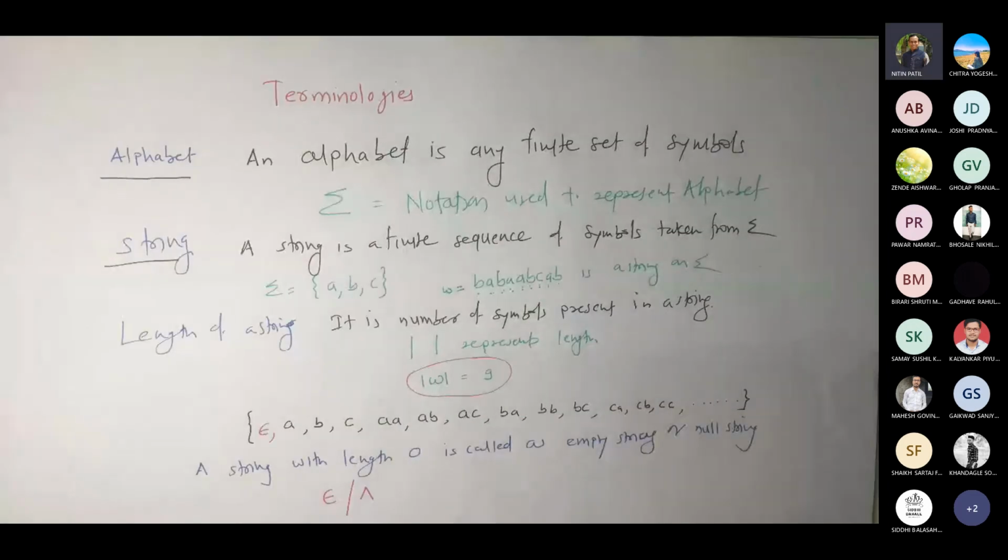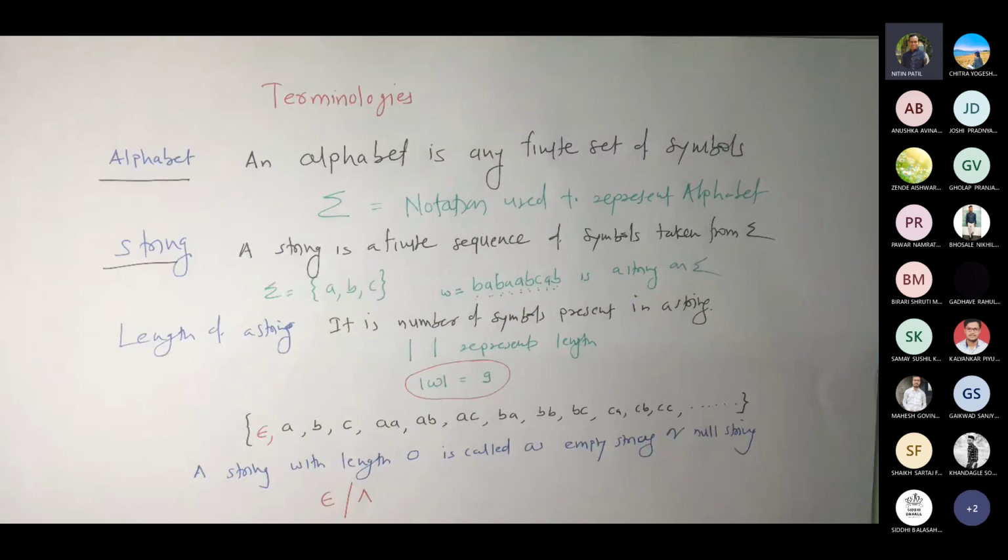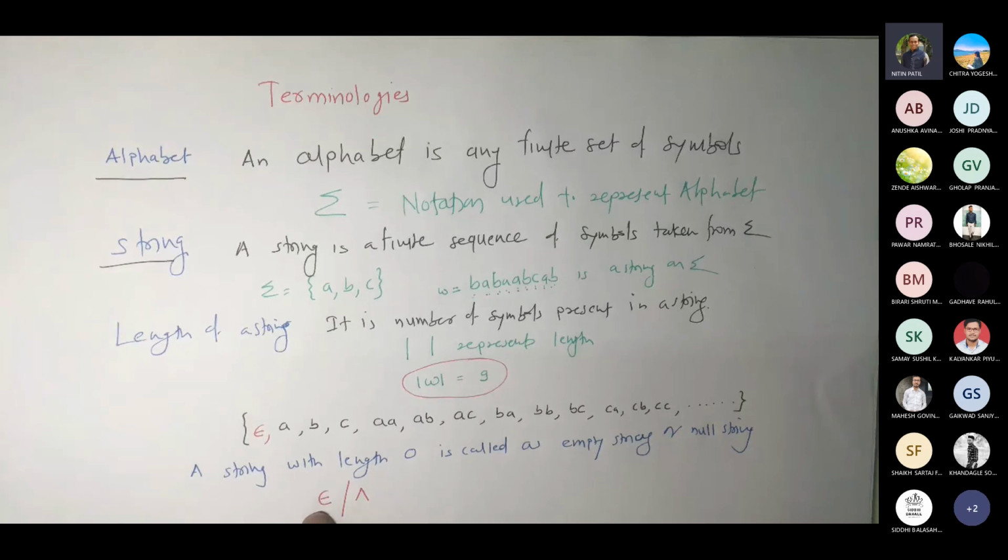So if I have to talk about a particular language, there can be a string with length 0, and we call it an empty string or null string, which can be represented by either this symbol or this one. Some books use this, some use that. The KLP Mishra book refers to it like this, while Rajeev Motwani's book on automata theory and computation uses epsilon.